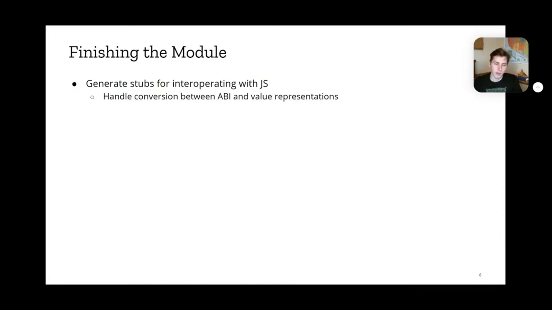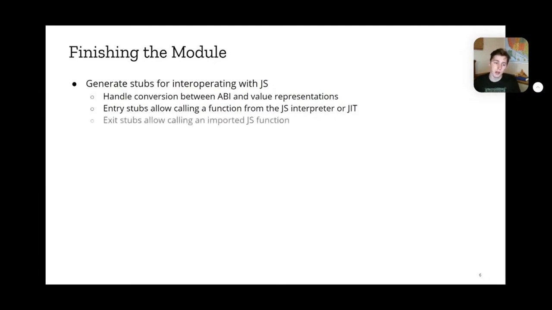Now, there are two big categories of stubs. We have entry stubs for entering into the module, which allow calling a function from the JS interpreter or the JIT. And we have exit stubs for WebAssembly to call out to an imported function that happens to be a JavaScript function. Stubs are important, and there are some interesting optimizations we pull here that I'm going to talk about in a later slide. But moving on, the next big step is to actually load and link the code.